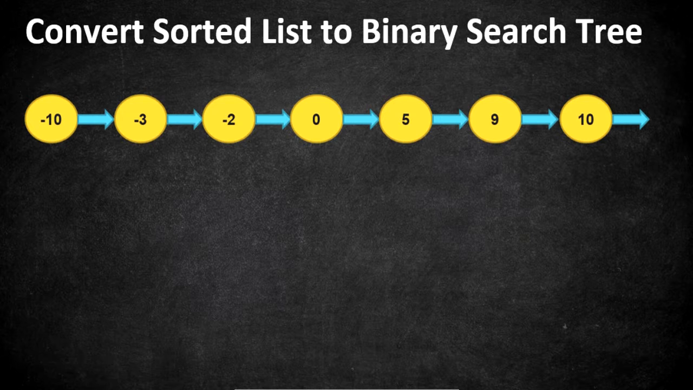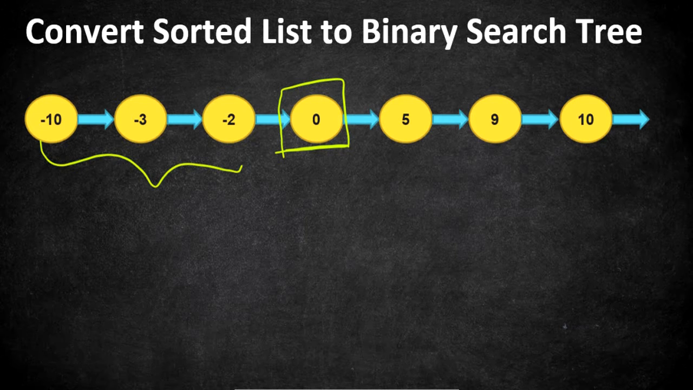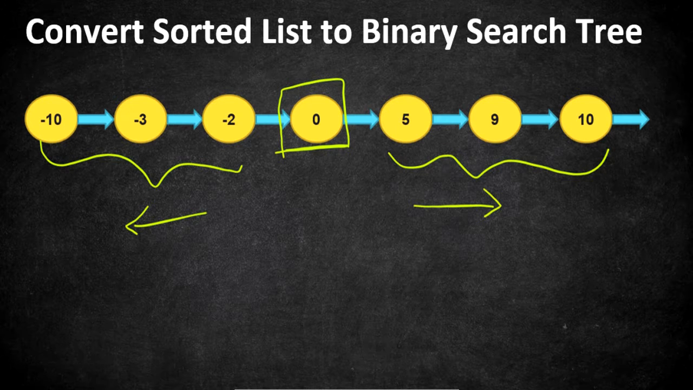Here the advantage given is that the list is sorted. So in this case, it is very easy to find our root node. Since both left and right subtrees should have an equal number of nodes, the middle node should be the root node, so that we will have an equal number of left children and right children. Also, it satisfies the condition that the values on the left side are lesser and the values on the right side are greater. So the idea is to find the middle of the linked list and have that as our root node. So 0 is our root node here.